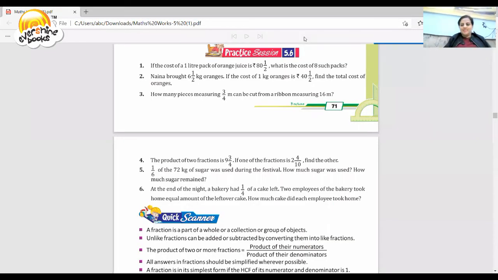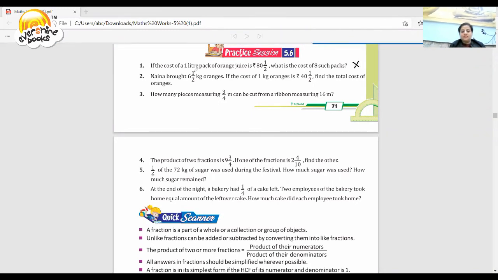So students, here we have come to our exercise number 5.6. In that, if the cost of 1 liter pack of orange juice is 80 rupees 1 upon 2, what is the cost of 8 such packs? You have to multiply. I am giving you the sign and you will multiply.